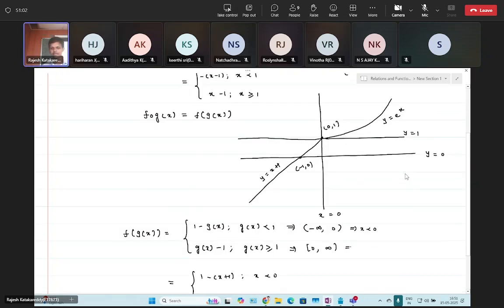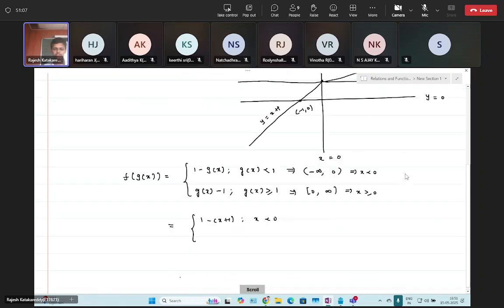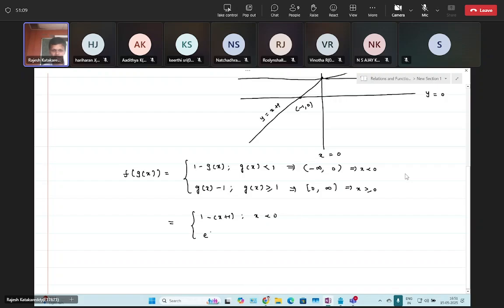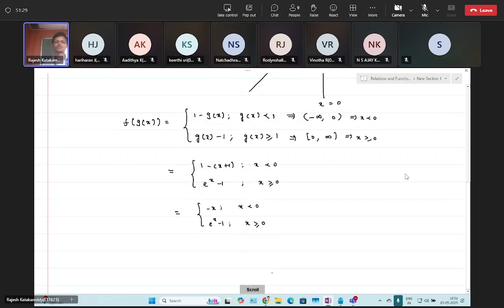This is x greater than or equal to 0. In that case, the definition is e power x. We are writing e power x minus 1, when x is greater than or equal to 0. Simplifying more, we have minus x when x is less than 0, and e power x minus 1 when x is greater than or equal to 0. Now the options are asking about the one-one and onto nature of this function. So I am using the graphical method to check the one-one and onto nature.